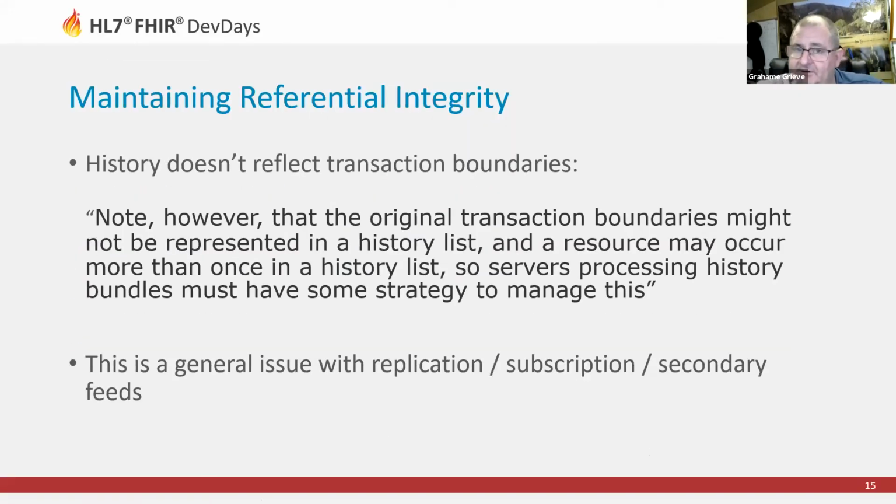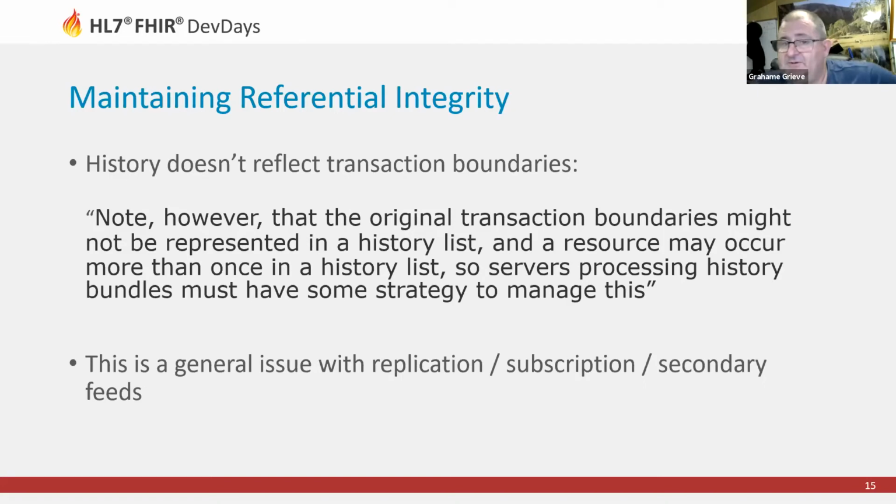Now, one particular issue is around histories. When you subscribe to the server and get a history from the server, the history is explicitly documented as not necessarily representing transaction boundaries, and a resource may come more than once. For instance, the server may have committed a set of resources as a transaction, but when you get a history, you get half of them. When you do the next history, you get the next half of them. And you don't know where the transaction boundary was.